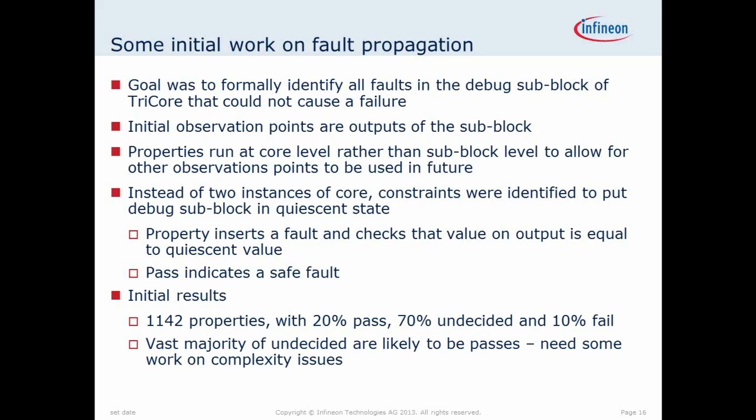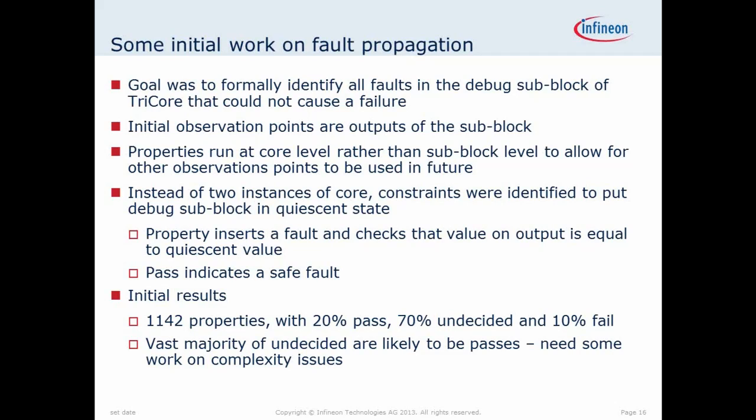So some initial work we've done on this is basically a proof of concept, let's say. Our goal was to formally identify that all the faults in the debug subblock of TriCore could not cause a failure. So we're hoping for something like near 100% identification of safe faults within the debug subblock. We chose our initial observation points as the outputs of the subblock, because if the faults didn't show up there, then they weren't going to show up any further out. We ran the properties at core level rather than at the subblock level, so as not to artificially reduce the complexity, because we wanted to demonstrate that we could do this at core level if need be.